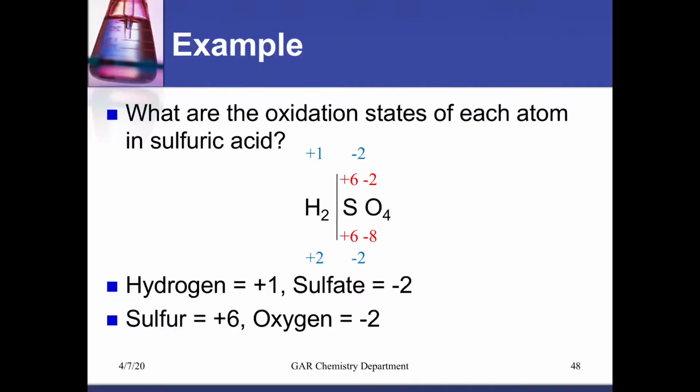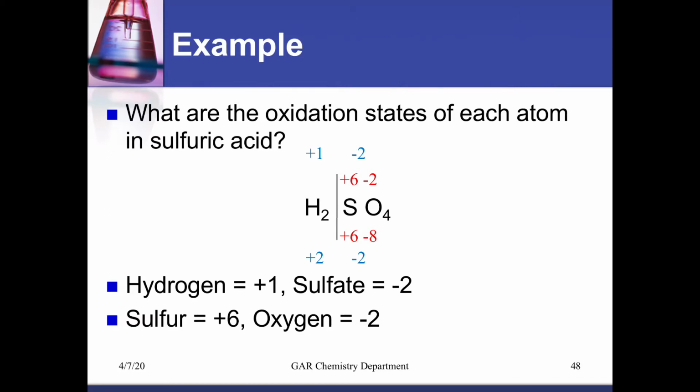The rules also explain to us how to assign oxidation numbers to a compound that has ions in it, or polyatomic ions. So in the next example, we have what are the oxidation states of each atom in sulfuric acid. Sulfuric acid's formula is H2SO4. Begin with sulfate. Sulfate is SO4. Its charge is 2-, so all of the oxidation numbers in sulfate will add up to a -2.